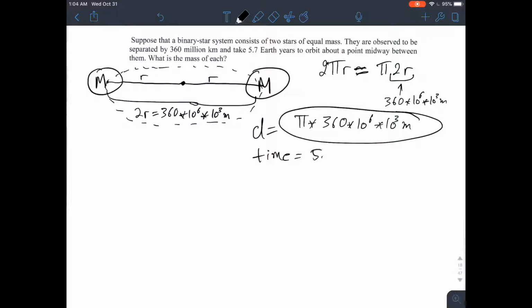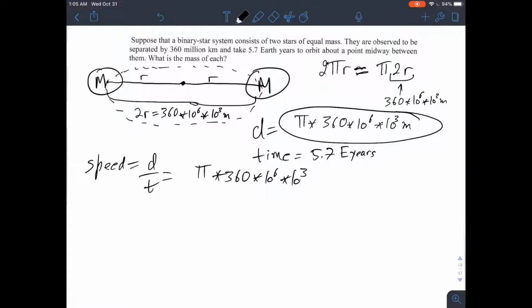We know the time. Time is 5.7 Earth years, right? And so speed is something we can find out about this. Just not trying to do anything clever, just saying this is what I know. Speed equals distance over time. So just rolling with it: 360 times 10 to the 6 times 10 to the 3. I'm going to leave out the units. I'm not going to write meters. And 5.7 years.